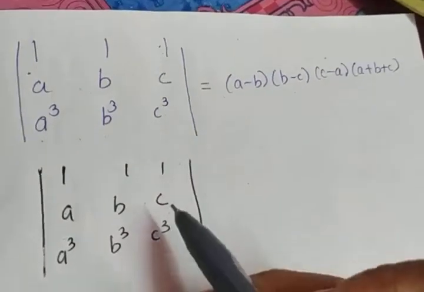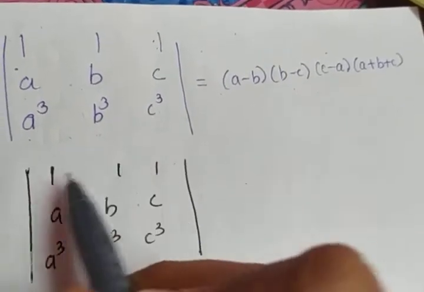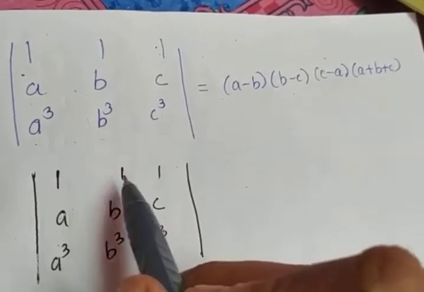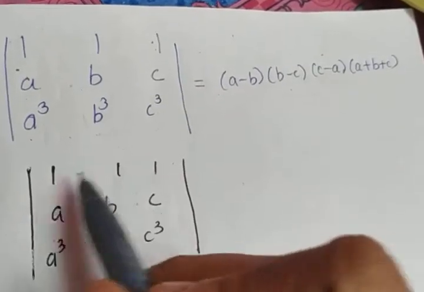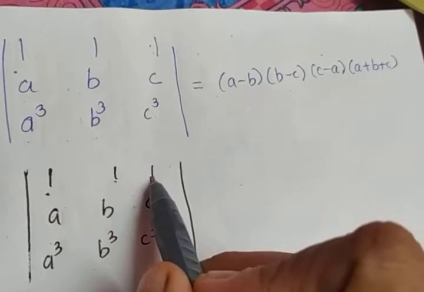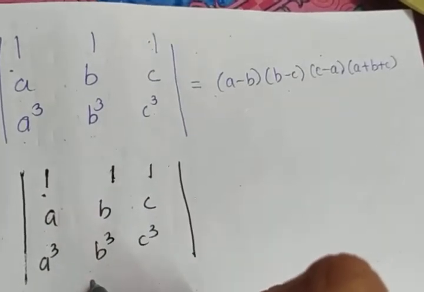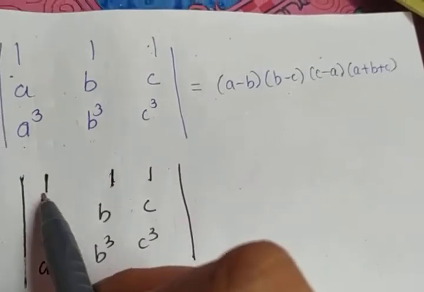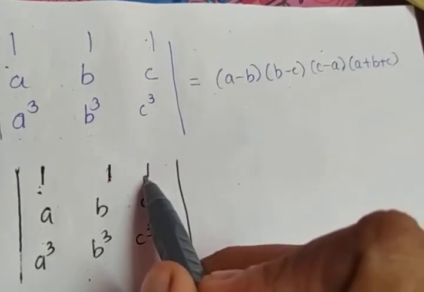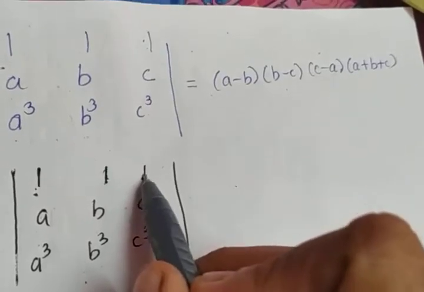The specialty of the determinant is that one row is completely 1. So if a question comes like this with one row of all 1s, what you have to do is keep one 1 as such and make the other two 1s zero. To make this one 0, we can do C2 changes to C2 minus C1. Again, this one is in the third column, so to make this one 0, C3 changes to C3 minus C1.